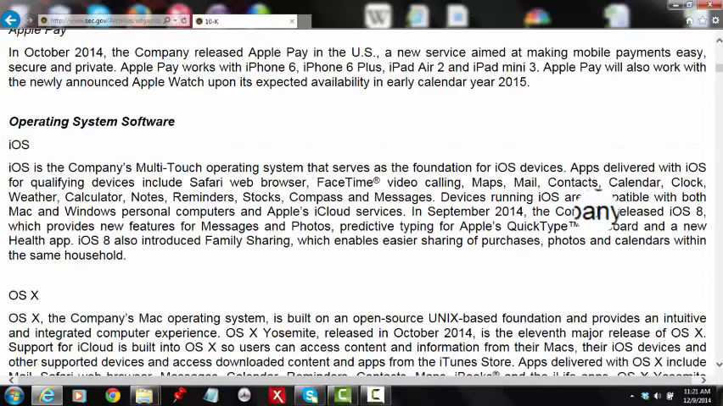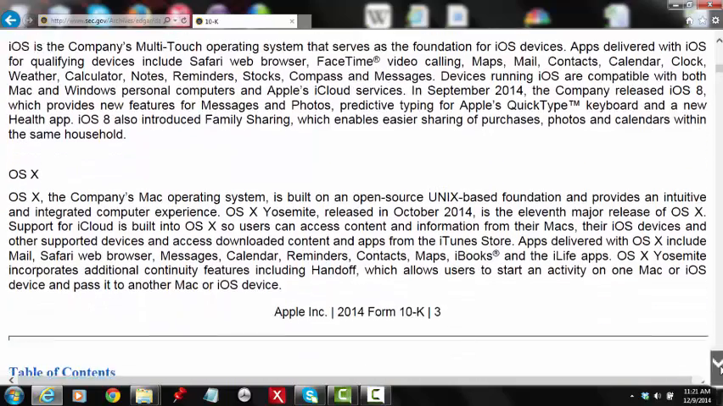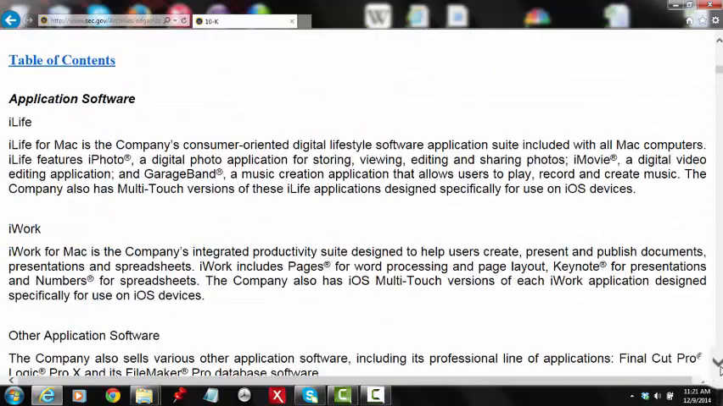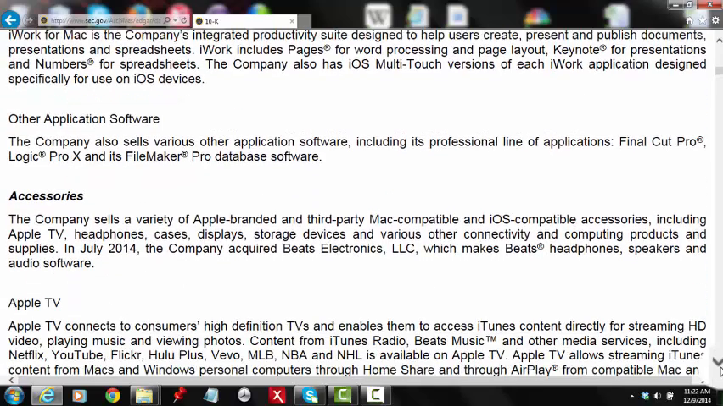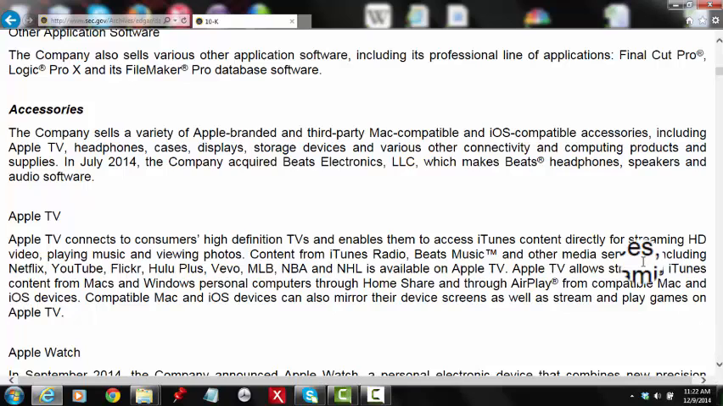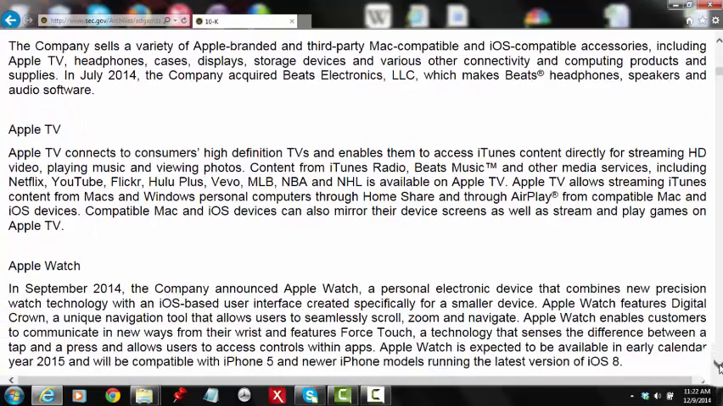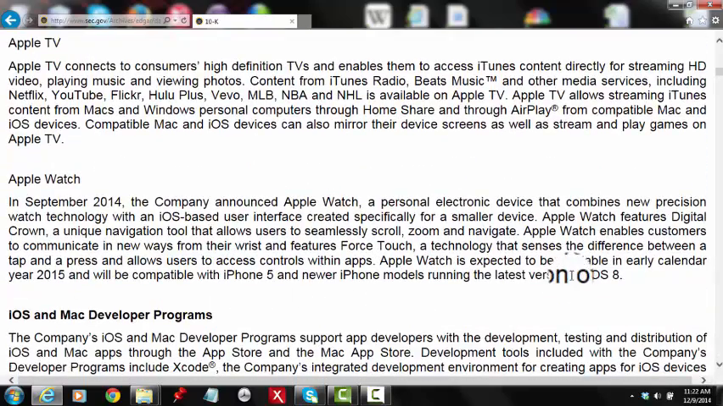Then they talk about the operating system software which Apple uses, and it's just a general discussion of what kind of products they have, and application software. Then the accessories, Apple TV, where they say what it's doing, and we'll see later on how much revenue it's generating. And then the Apple Watch, which they have introduced.